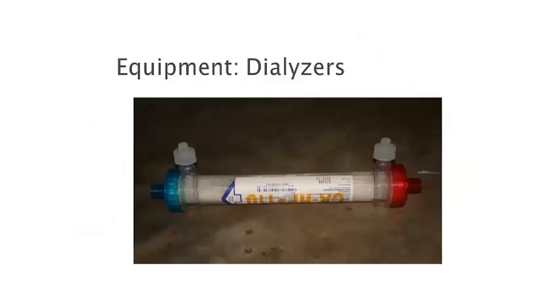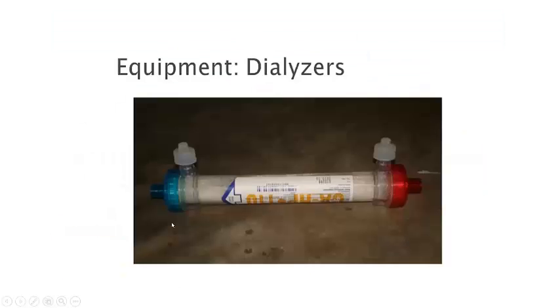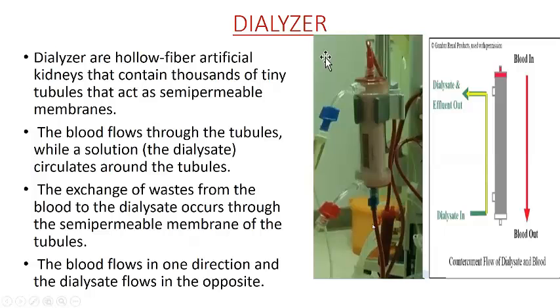This is the dialyzer. ये जो है ना, we talked about the work as an artificial kidney, it's a dialyzer. So what dialyzer do, to see, there is a two point here, one and the two, where is one is the blood in and other is the blood out. So dialyzer, we also called as the hollow fiber artificial kidney, which contain the thousands of tiny tubules that act as the semi-permeable membrane. Okay, so the blood flow through the tubules while a solution, that is the dialyzer, circulate around the tubules. So exchange of the waste from the blood to the dialyzer occur through the semi-permeable membrane of the tubules. Blood flow in one direction and the dialyzer flow in the opposite direction. So this dialyzer work as an artificial kidney.